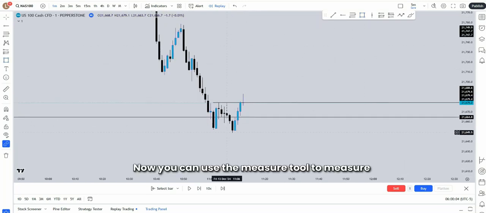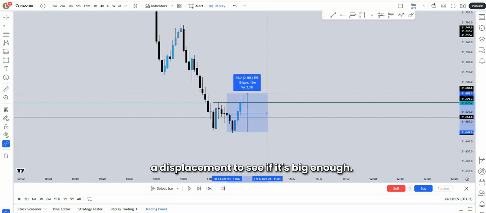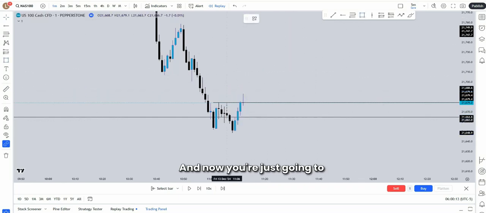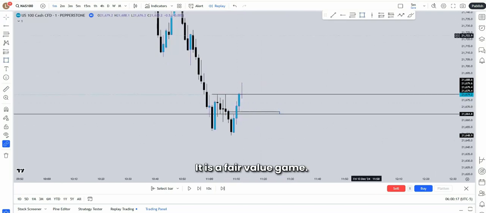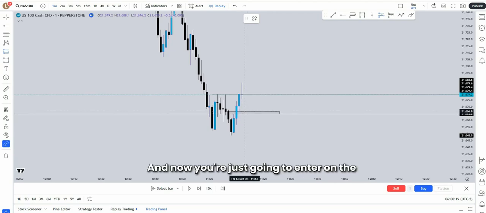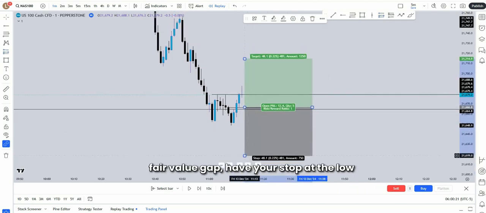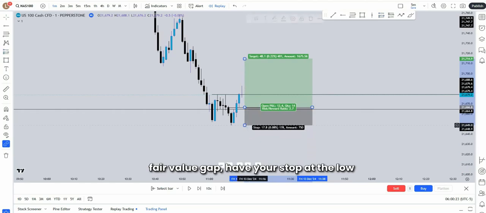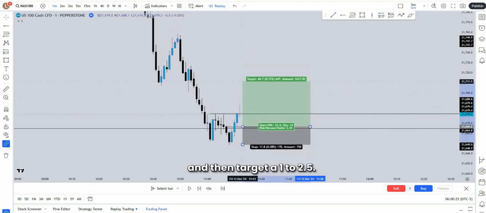Now you can use the measure tool to measure the displacement to see if it's big enough. In this case it's 400, so that's plenty. And now you're just going to mark out the fair value gap. It's a very small fair value gap, but it is enough. It is a fair value gap. And now you're just going to enter on the fair value gap, have your stop at the low, and then target a 1 to 2.5.